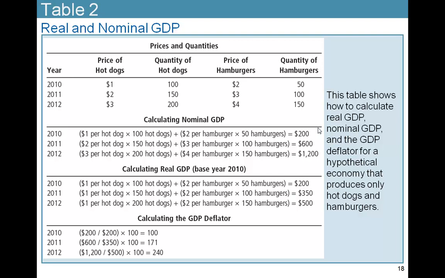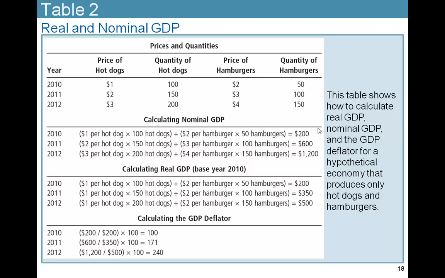It gets a bit more tricky when we get to 2011. In 2011, we do not change the prices from 2010, so it's $1 for hot dogs, times, well, how many did we produce in 2011? 150. So it's 1 times 150 plus the price of hamburgers. Remember, we do not allow the price to change from its base year 2010 level, times the quantity in 2011. So 2 times 100, so that's 200. So 200 plus 150 is 350. So notice this is not what we're getting when we calculate nominal GDP. We're getting a very different measure.